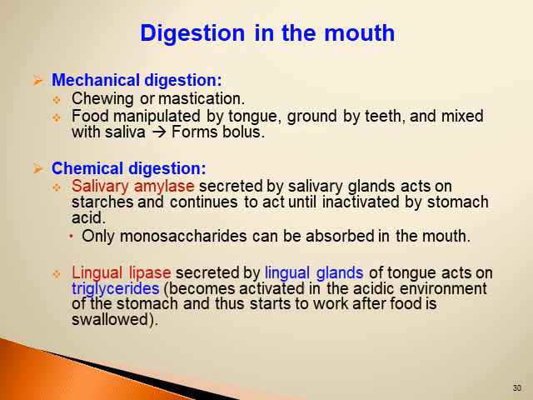Lingual lipase, that is secreted by the minor salivary glands, the lingual glands of the tongue, acts on triglycerides, but it is only activated when it reaches the stomach, because it needs an acidic environment. So it becomes activated in the acidic environment of the stomach and thus starts to work after food is swallowed.